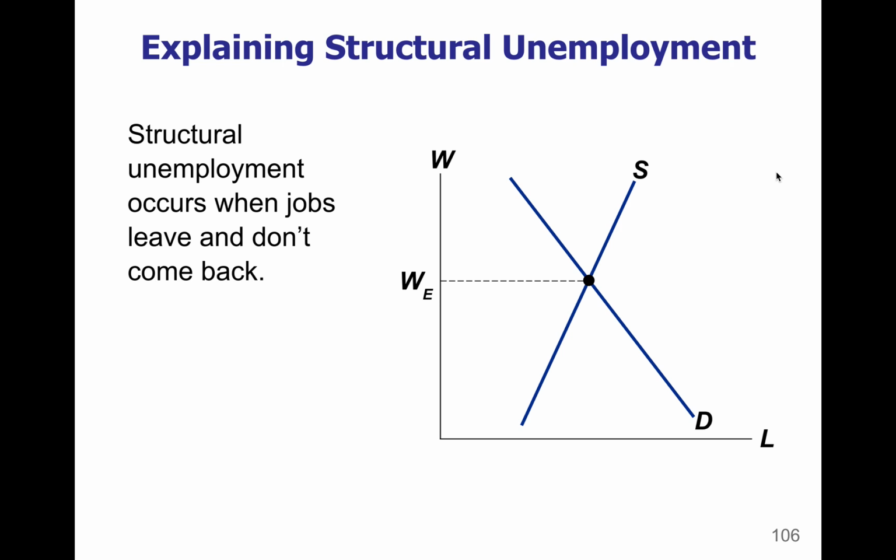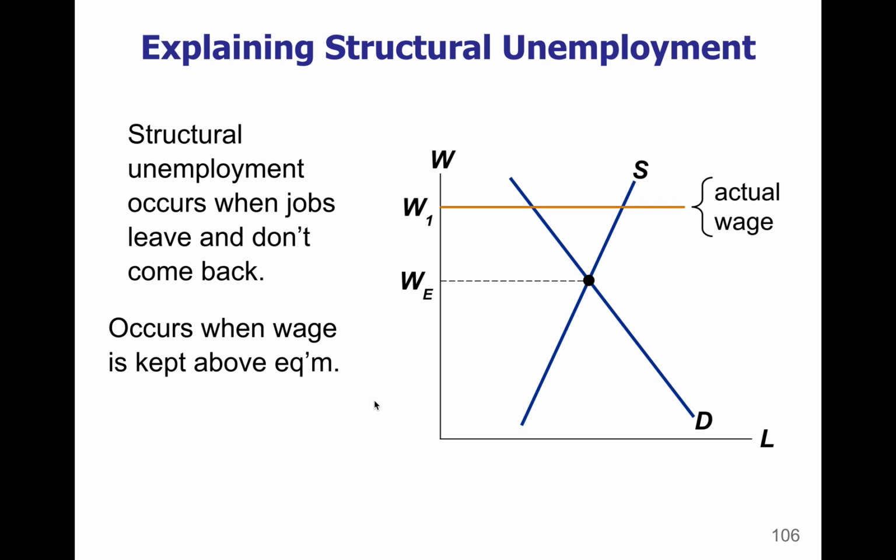The problem is structural unemployment occurs when jobs go away and they don't come back, and now we have a bunch of workers and not enough jobs for them to fill. One of the ways that this can happen is when the wages are set above the equilibrium.